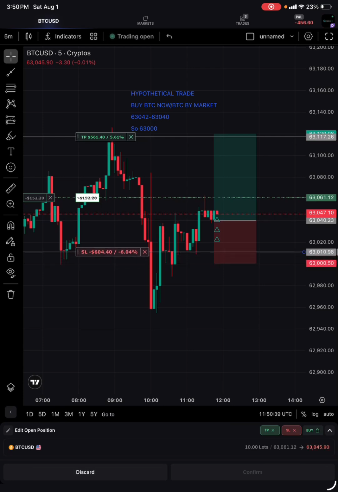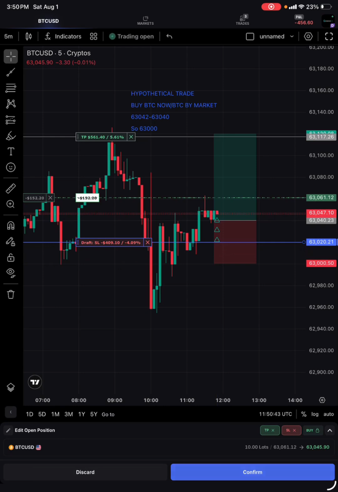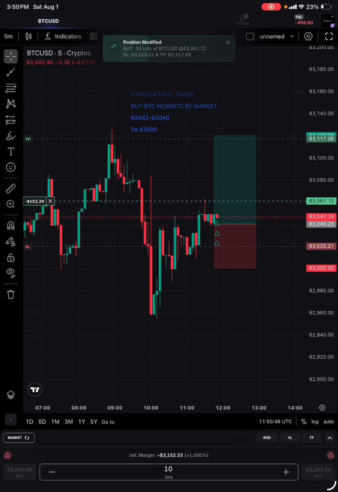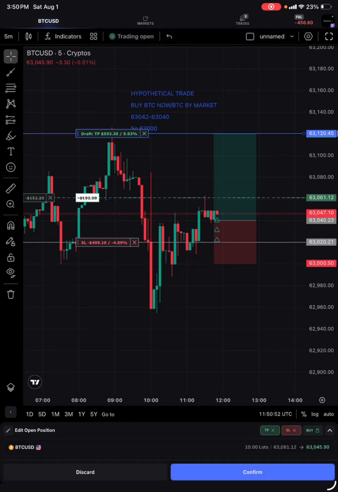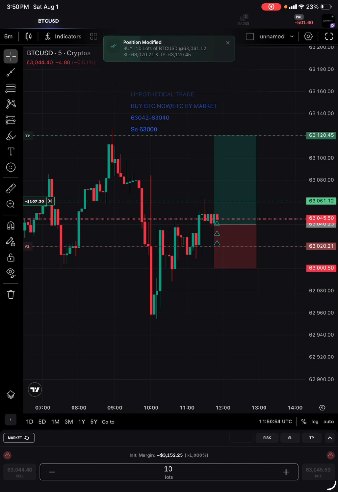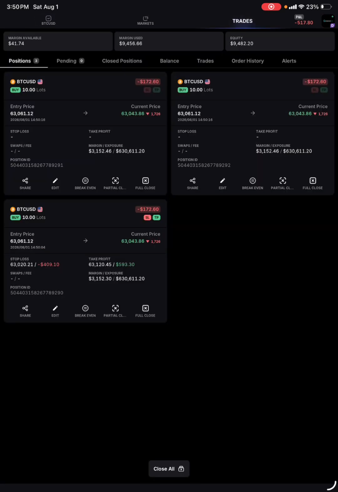It starts to push up. I bring my stop loss up. I hit confirm. Instead of risking 600, I'm now risking 400. Right? And my TP is still the same. Now, if I also come to trades, it will show me each one.